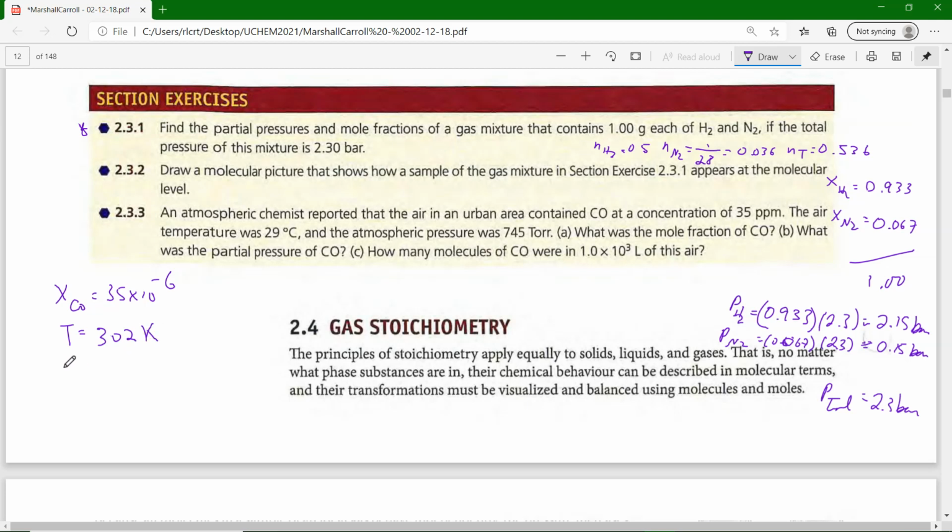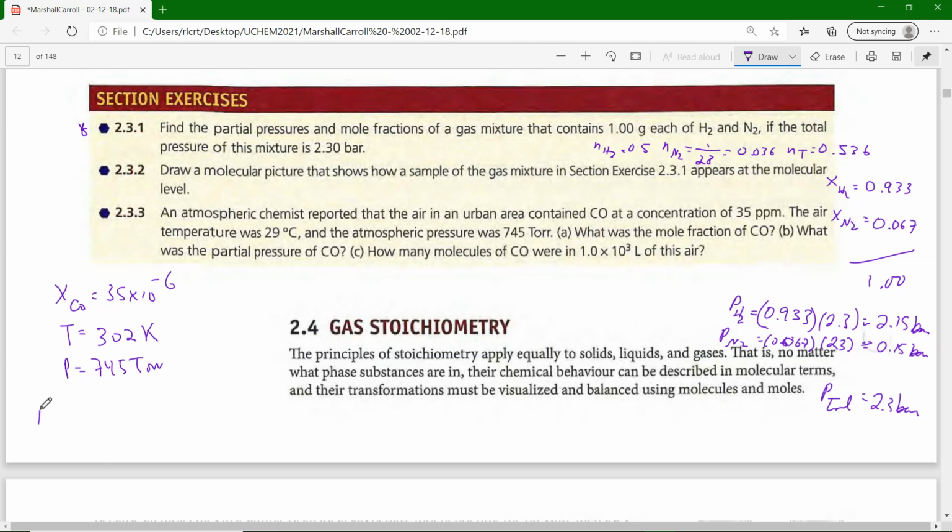And the atmospheric pressure was 745 torr. I can leave it at that, I think. What was the mole fraction of carbon monoxide? Mole fraction. Well, 35 by 10 to the minus 6 is the mole fraction, or 3.5 by 10 to the minus 5. And then what was the partial pressure?